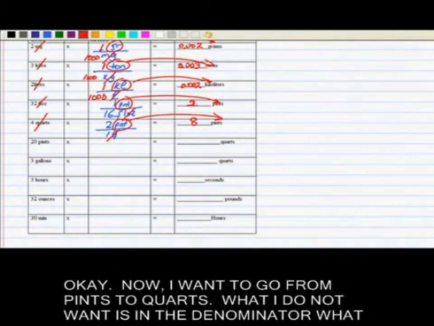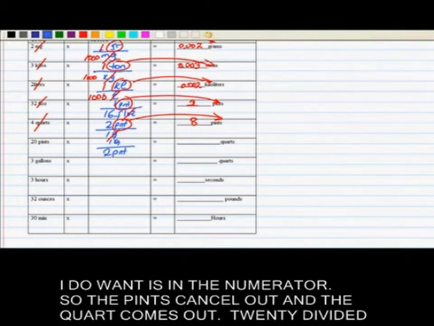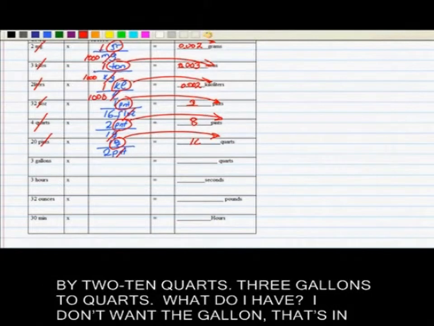Okay. Now I want to go from pints to quarts. What I do not want is in the denominator. What I do want is in the numerator. So the pints cancel out and the quart comes out. 20 divided by 2, 10 quarts.